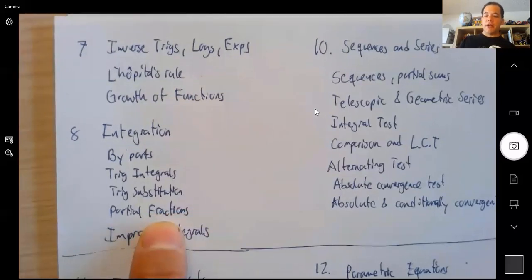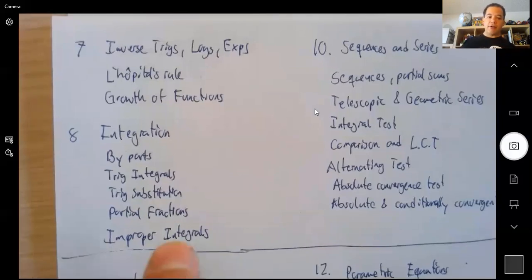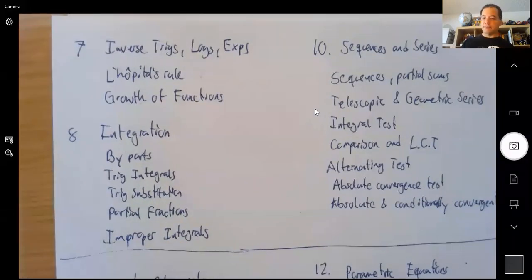We learned partial fractions to deal with integrals of rational functions. And we learned about improper integrals. These are integrals where the integrand is not continuous. It's undefined at some point in the endpoints or in the middle of the interval, or when we integrate all the way to infinity or from negative infinity to infinity. So that was the last section in chapter 8, which was also a segue. It's the only thing that is somewhat related to the next chapter, which was sequences and series.